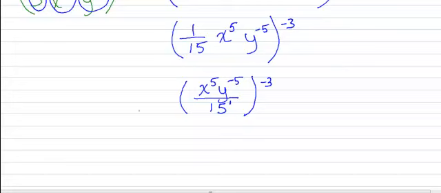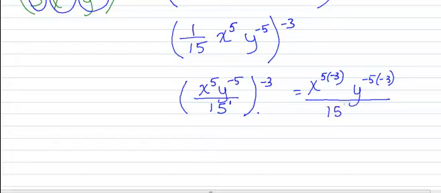Now we're going to go ahead and use that power to power rule. And of course, the power to power rule says that we just multiply 5 times negative 3. Y is negative 5 times negative 3. And then in the denominator, we've got 15, 1 times negative 3. And now we're just going to do that. So we've got x to the negative 15, y to the positive 15, and this is going to be 15 to the negative 3.